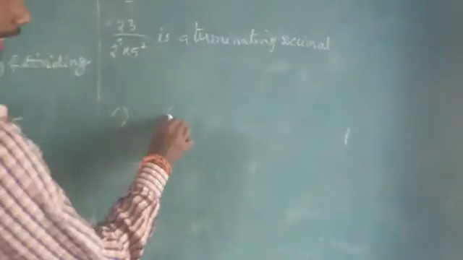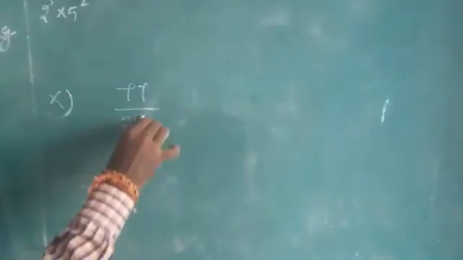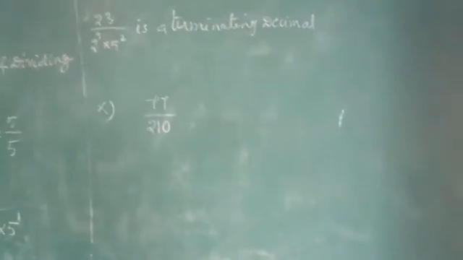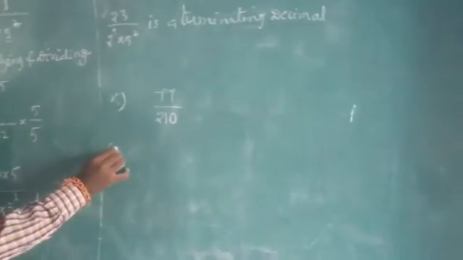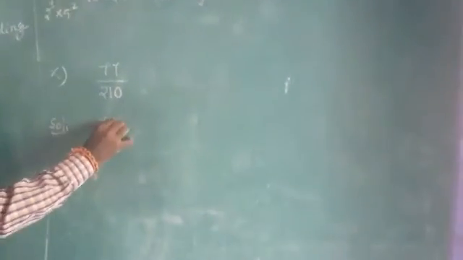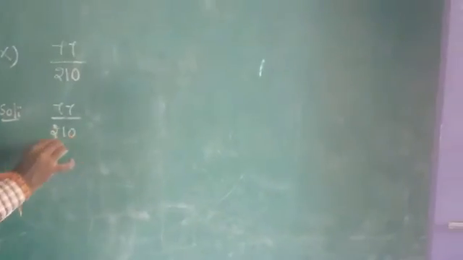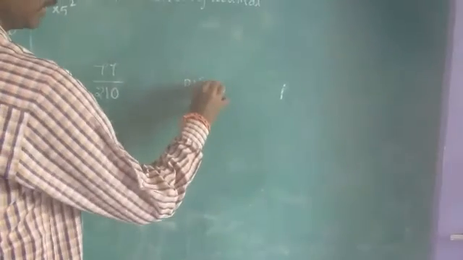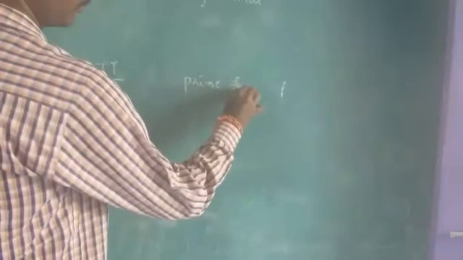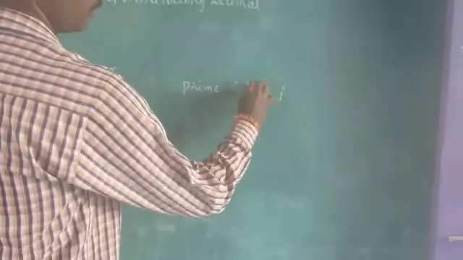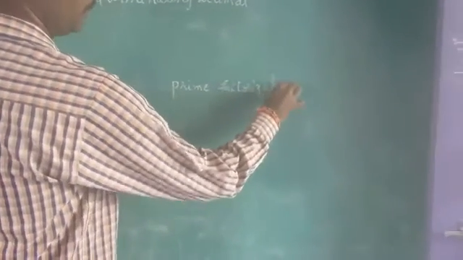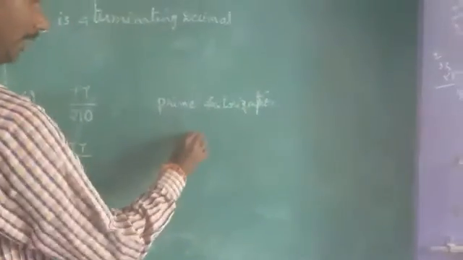What is the 10th problem given here? 77 by 210. This question is given. So here a very important thing is that for 77 by 210, this denominator we need to write as a prime factorization. What is the prime factorization?